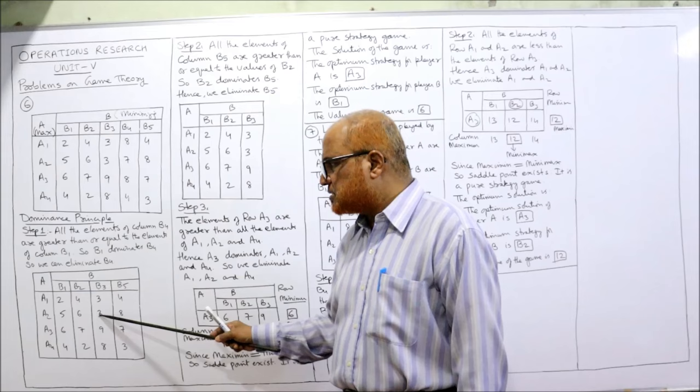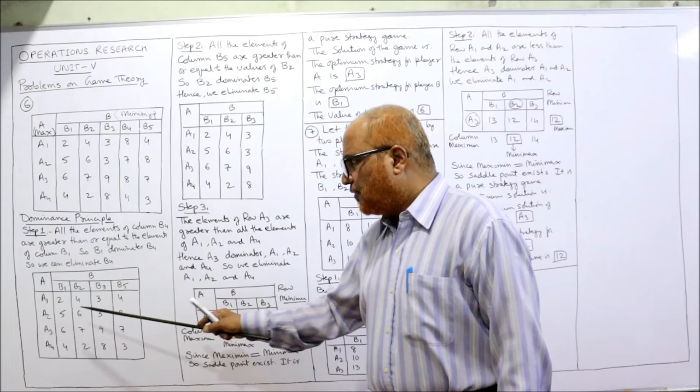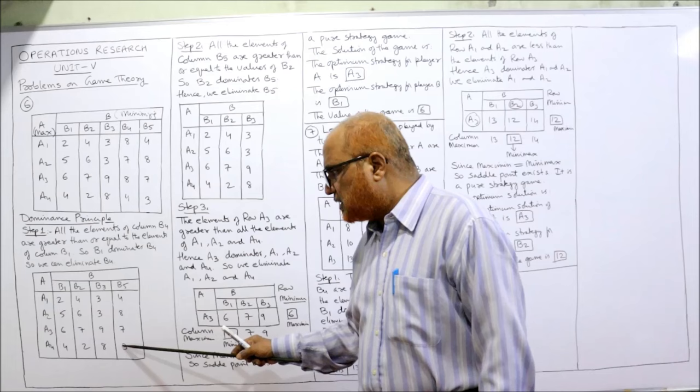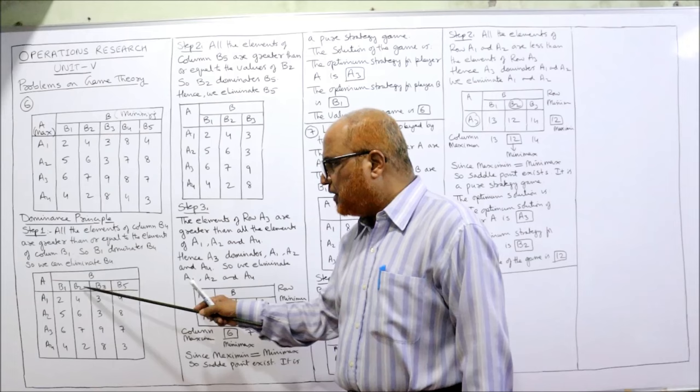Now the fifth. 2, 4: 4 is greater. 5, 8: 8 is greater. 6, 7: 7 is greater. 4, 3: 3 is less. No domination. So B1 is not dominating B2, B3, B5.